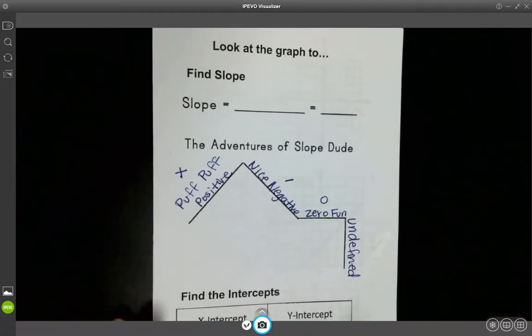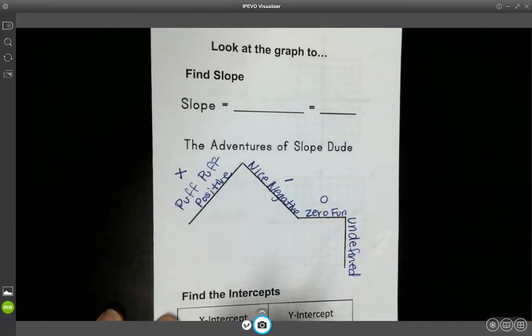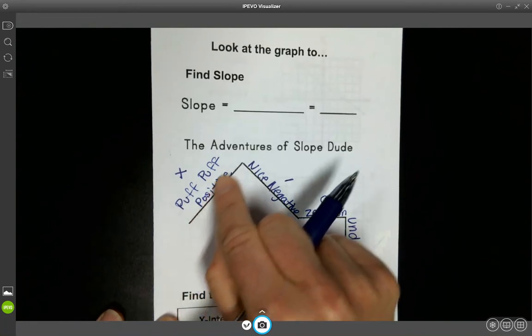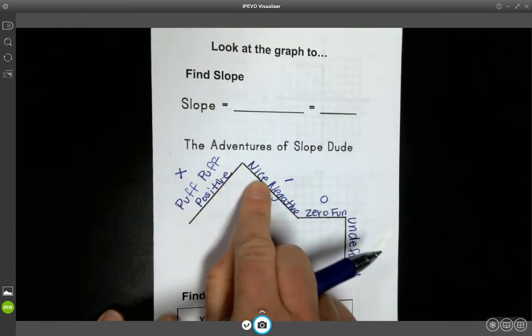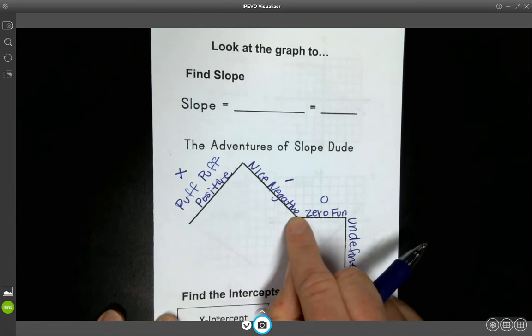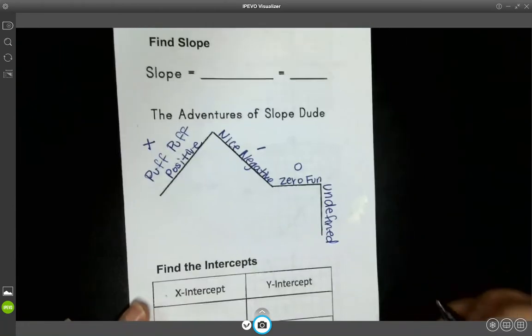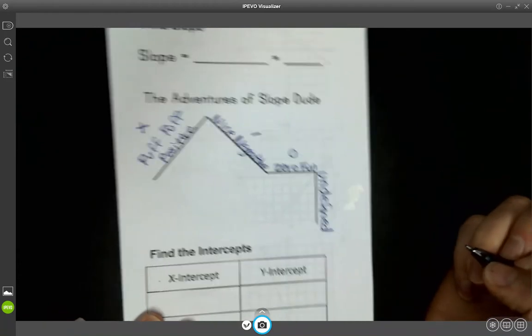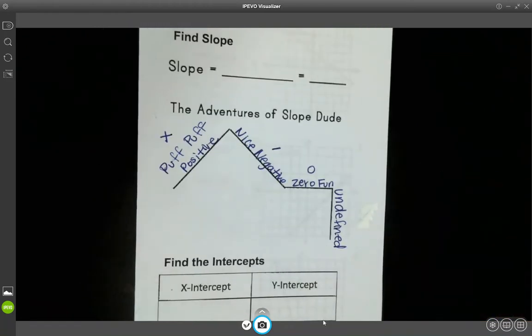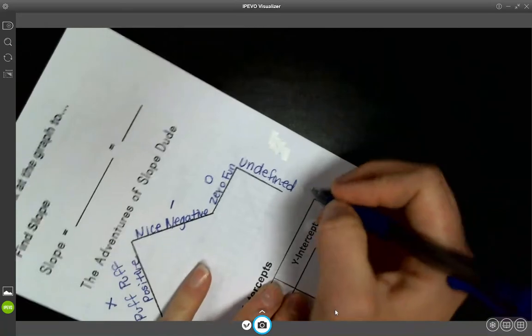Hey, so after you watch the Slope Dude video, you should have filled in the adventures of Slope Dude. So puff puff positive, nice negative, this is zero fun, and undefined. He's falling off the cliff. He's yelling the worst word in math language. No, I didn't, but I do need to put the exclamation mark there.